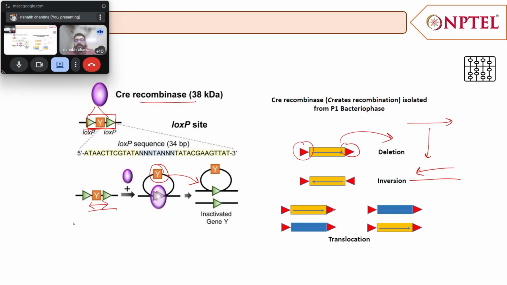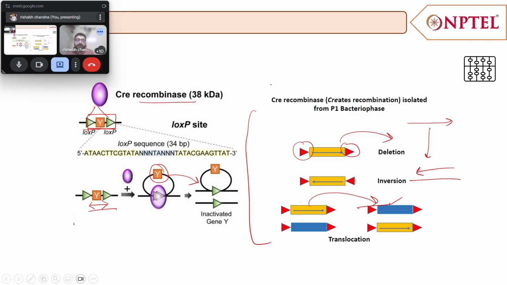Okay. And it helps in translocation by removing this particular thing into the other region, and with the help of other enzymes, we can integrate the part removed from one part into the other region. Okay, so this is the basic mechanism of how a Cre-Lox system works.